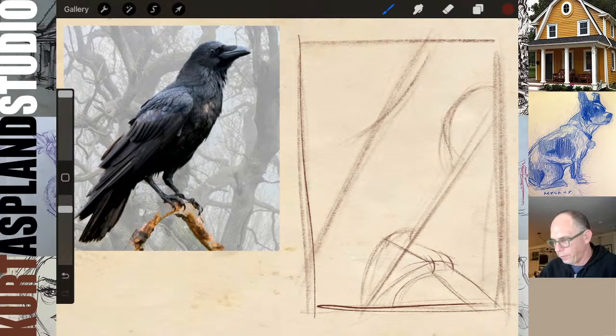So let's start off with this. We might have to adjust a little bit, but start off with a sphere. And when I observe this raven, his head is tilting towards us a little bit. So let's draw that eye line first.